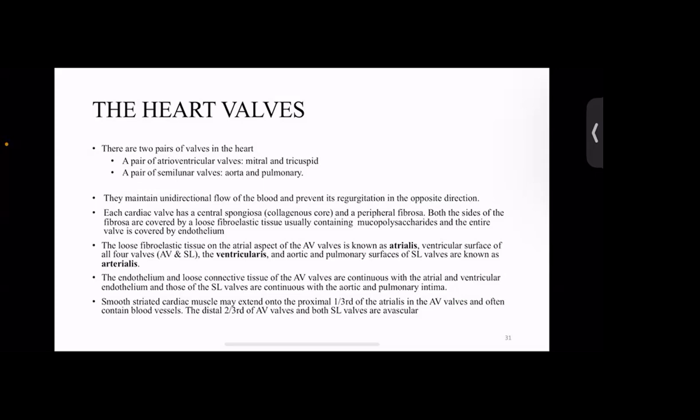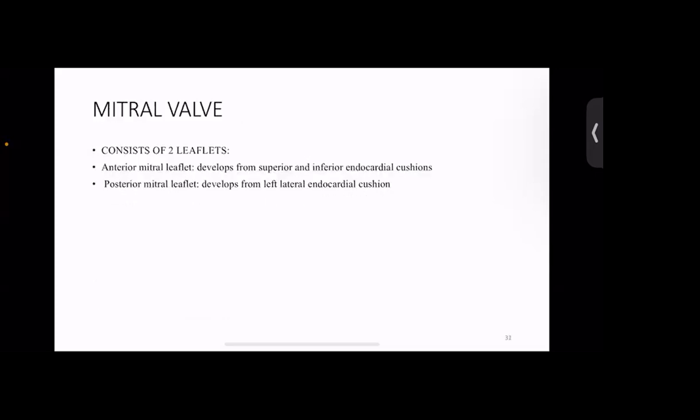Now, the endothelium and the loose connective tissue of the AV valves are continuous, and the atrial and the ventricular endothelium and those of the semilunar valves are continuous with the aortic and the pulmonary intima. Smooth striated cardiac muscles may extend into the proximal one-third of the atrialis and in the AV valves and often contain blood vessels. And the distal two-thirds of the AV valves and both semilunar valves are avascular.